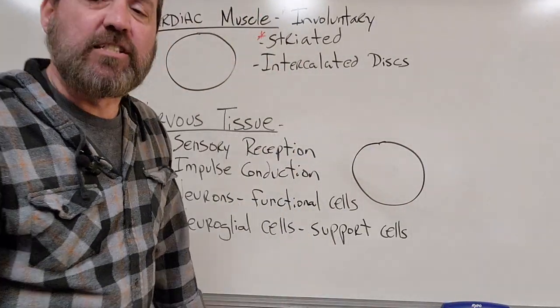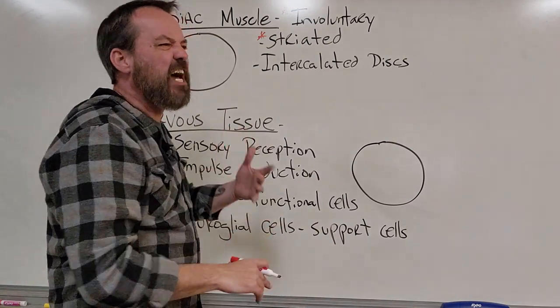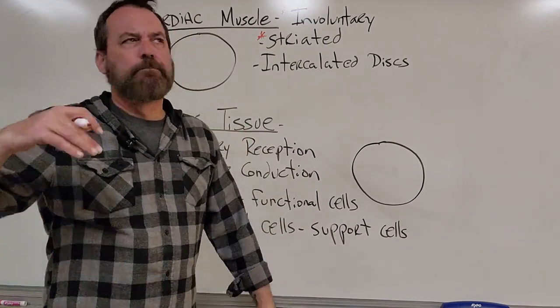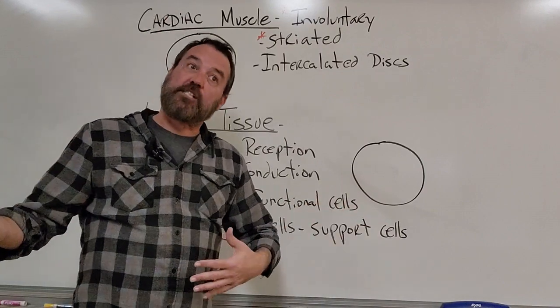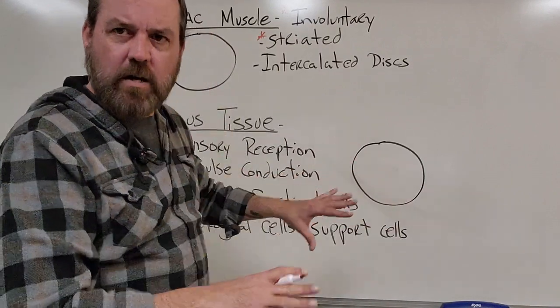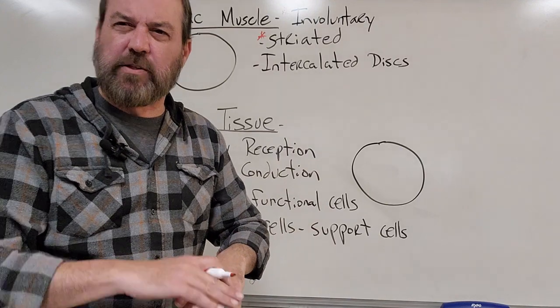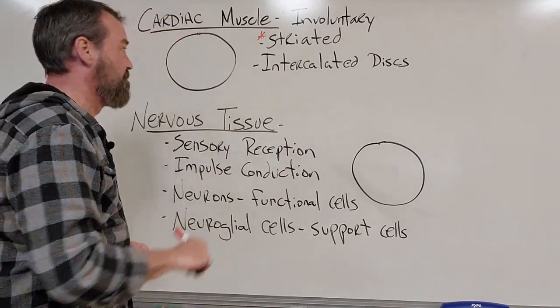So a great test question would be something along the lines of, which type of muscle is involuntary and striated? You're going to think, involuntary, that's smooth, striated, that's skeletal. No, it's cardiac muscle that is the one that combines the two. So lots of good ways I could ask that stuff.